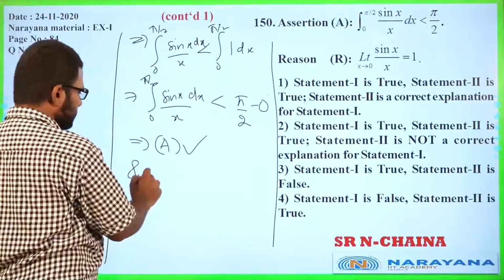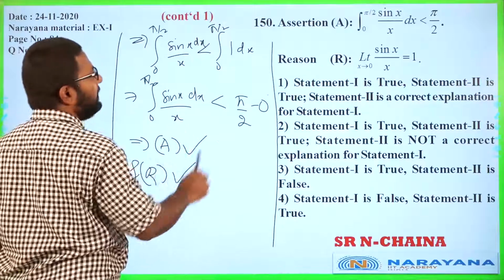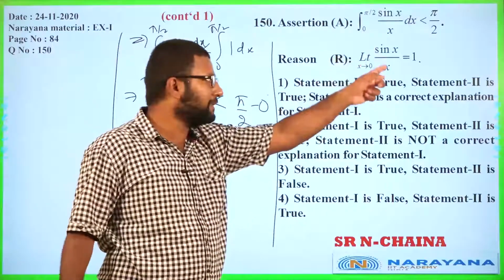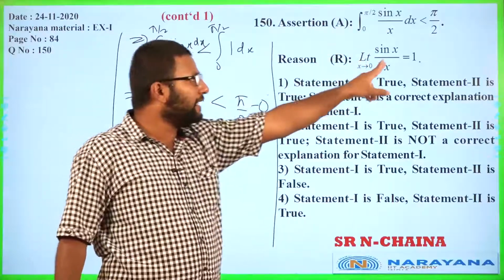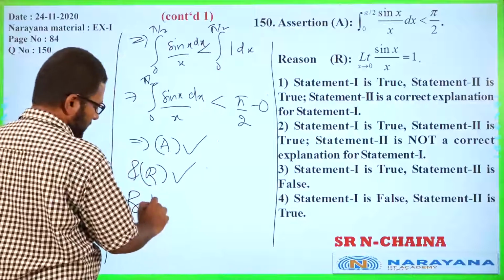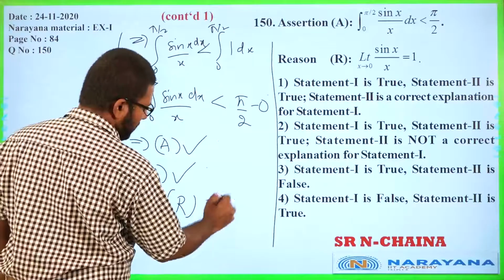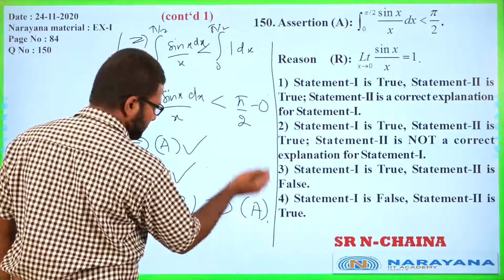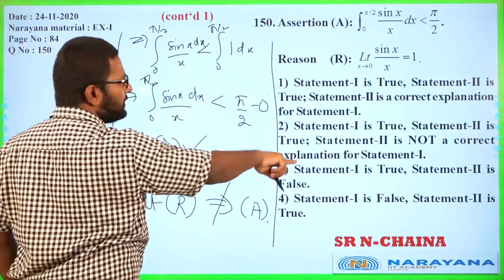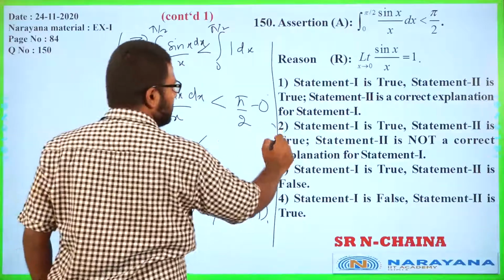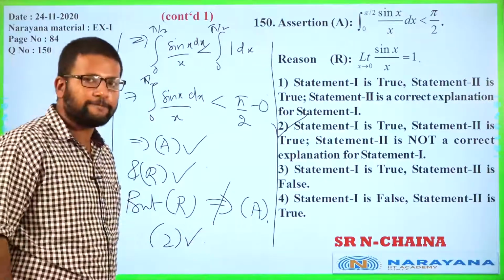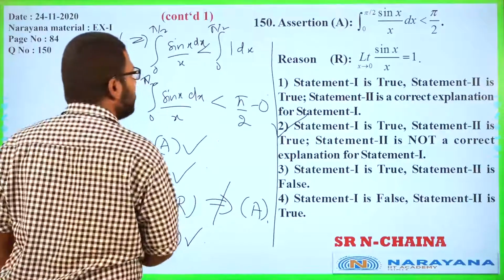And reason is also correct, but does the reason explain assertion? No, because we actually did not use this property. This works only because of the inequality, which is not given in the reason, right? So reason does not imply assertion, which means statement 1 is true, statement 2 is true, but statement 2 is not a correct explanation of statement 1. Option 2 is correct. Alright? Okay, shall we proceed? Let's do that.